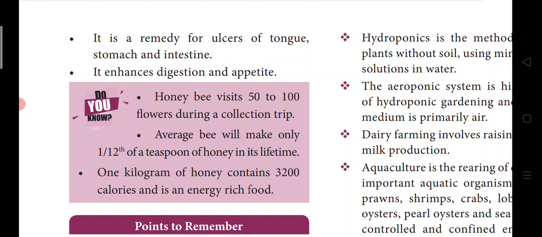Honeybees visit up to 50 to 100 flowers during a collection trip. An average bee will make only 1/12th of a teaspoon of honey in its lifetime. அப்போ ஒரு lifetime-ல ஒரு teaspoon-ல 12 பார்ட்னா அதில் ஒரு பார்ட்டு தான் an average bee will produce in its lifetime itself. Okay, so how little, let's see. 1 kilogram of honey contains 3,200 calories and is an energy rich food. So how difficult it is for a honeybee to produce 1 tablespoon of honey, you see. So it is very useful, healthy also, and the process is also very difficult.